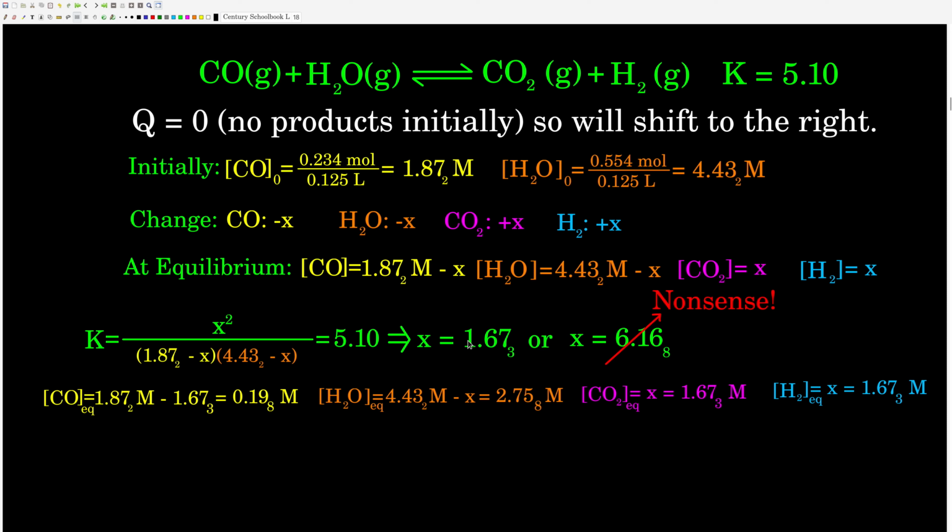So now that we know x, we were asked to find the equilibrium concentrations of all the species. So what we do is we use x back up here in our equilibrium concentrations. At equilibrium, the concentration of carbon monoxide will be 1.872 minus 1.673. This is our x right there. And that's 0.20 molar. Steam, 4.432 minus x again, which is 2.76 molar. Concentration of carbon dioxide and hydrogen, because there was none initially and their coefficients are both 1, they'll just be x, which is 1.67 molar.